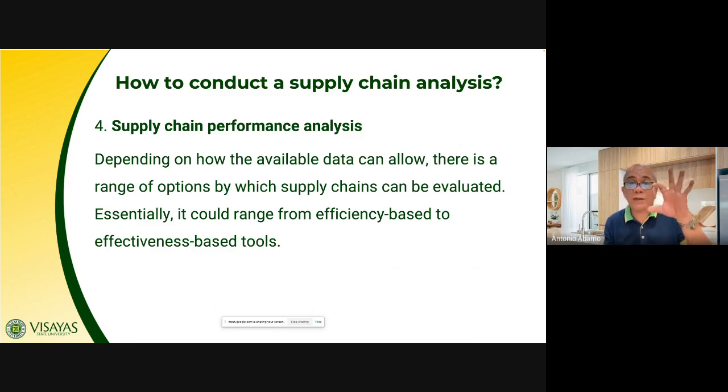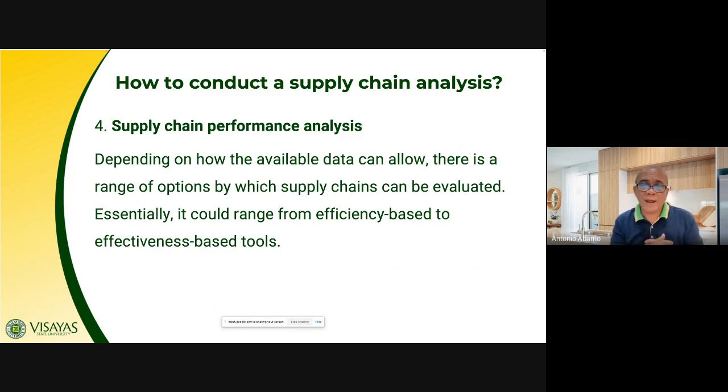But then if your actual cost, no? Actual cost is higher than potential cost, and that is very disastrous because you cannot compete in the market with a very unprofitable supply chain cost. Okay? So effectiveness-based tools is your ability to serve the client in the most effective way. In other words, by the time the product is needed, your supply is there. You are very effective, although you may only break even or earn a small profit, but you are very effective.